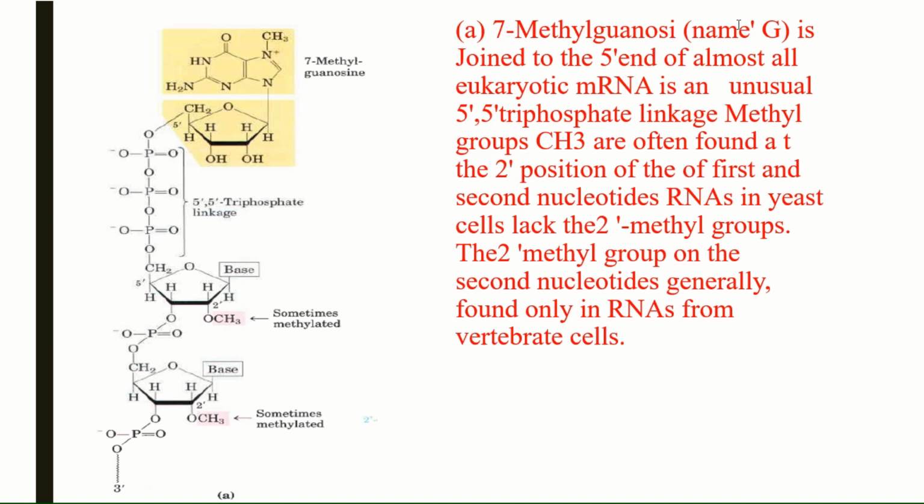And this 7-methyl guanosine is joined at the 5' end of almost all eukaryotic messenger RNA by an unusual 5'-5' triphosphate linkage. Methyl groups, CH3, are often found at the 2' position of the first and second nucleotides. This is the first and this is the second nucleotide, and this is the methyl CH3 group, which is added at the 2' carbon position of the second and first nucleotides. The two methyl groups on the second nucleotide are generally found only in RNAs from vertebrate cells.